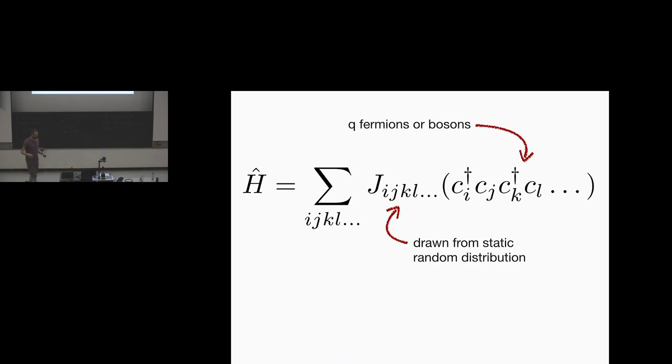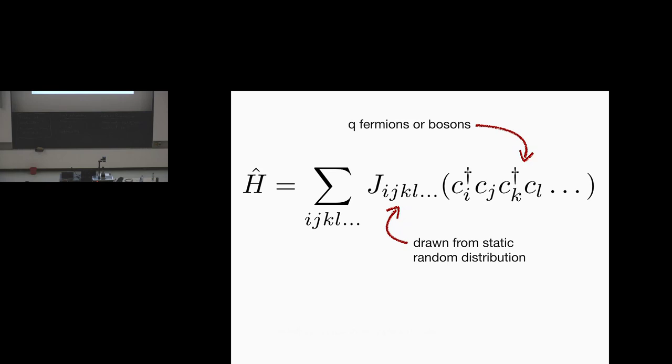So in condensed matter physics, we understand Sachdev-Ye-Kitaev is part of a larger family of models which we call random interaction models. These are just very simple models where you take a bunch of bosons and fermions, and let them interact via interaction constants that are drawn from a static, typically a Gaussian random distribution.